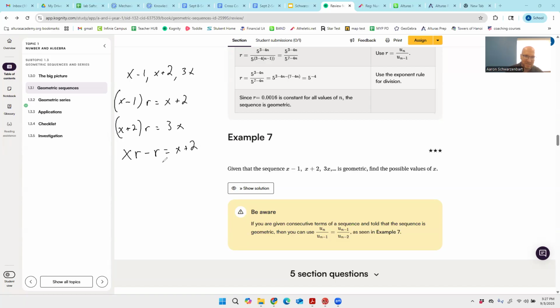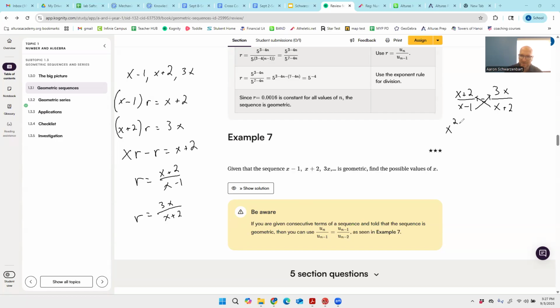I'm going to subtract. No, let's not do that. R equals x plus 2 over x minus 1. And r also equals 3x over x plus 2. These two, both being equal to r, can be made into a ratio. That's probably the easiest way to do this. And I'm going to cross multiply because I've got a nice equal sign between them.